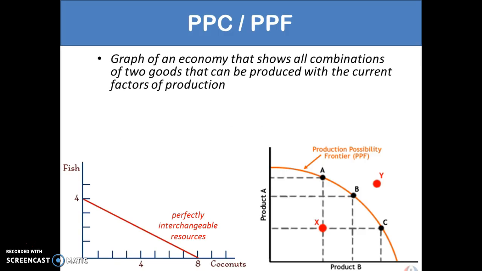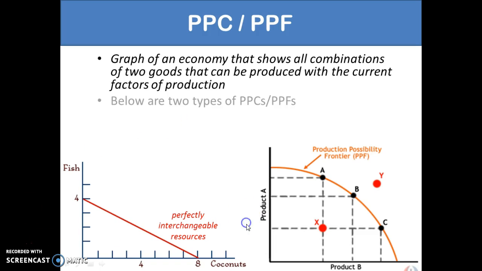As a definition, a PPC or a PPF, same thing, is a graph of an economy that shows all the combinations of two goods that can be produced with the current factors of production. So here is why we needed to study factors of production. Because when we talk about PPCs, we need to know about all of our resources, and that they are limited, that scarcity exists.